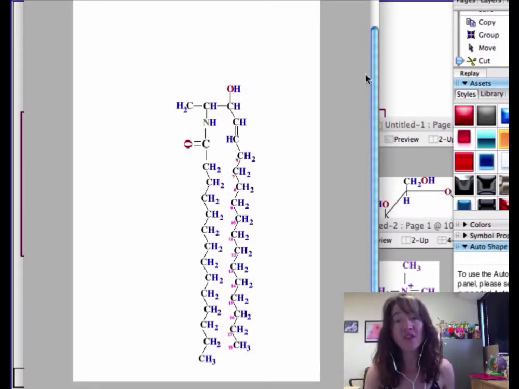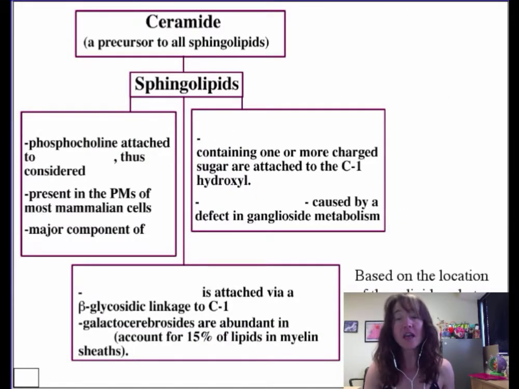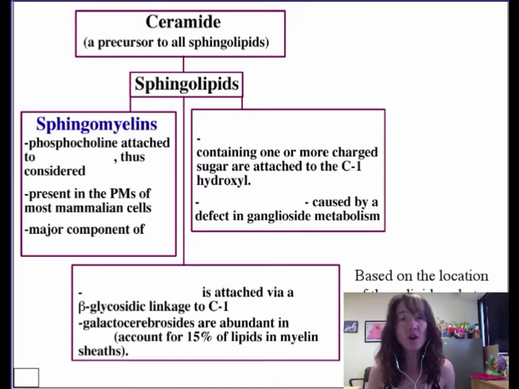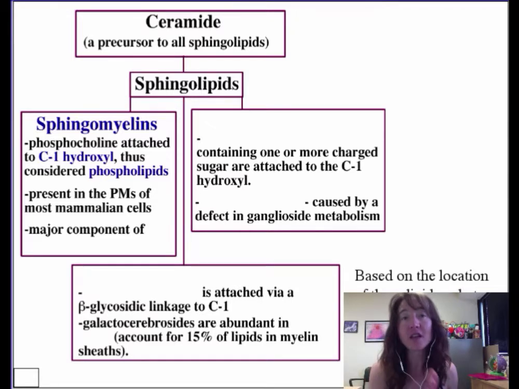So let's start with the very first of the sphingolipids, looking first at the class that is considered another group of phospholipids. These are called the sphingomyelins, and the sphingomyelins have a phosphocholine bound to carbon 1. That phosphocholine is what causes them to be considered phospholipids. Now don't forget that, very much like the glycerophospholipid called phosphatidylcholine, the head group is the same on the sphingomyelins. So to show that off, I'm going to go back to our picture and we're going to look at the phosphocholine that gets attached to that ceramide precursor.